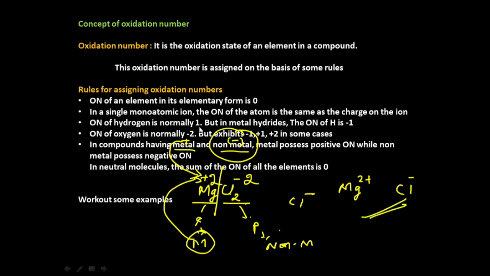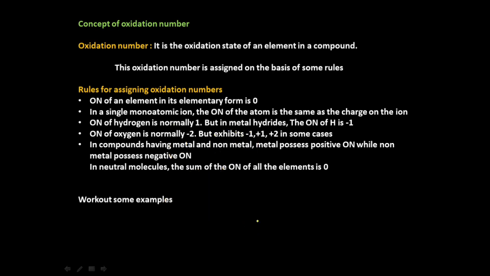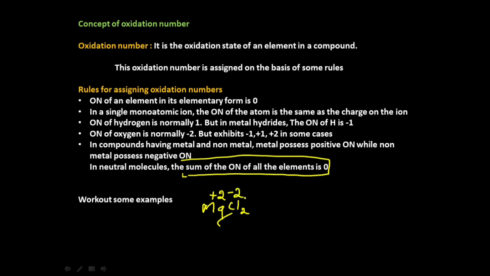And the last thing is, in neutral molecules, the sum of the oxidation numbers of all the elements is 0. Take any molecule, very simple, magnesium chloride. The sum of the oxidation states of all the elements will be equal to 0. What is the oxidation state of magnesium? +2. Chlorine -2. The sum is equal to 0.